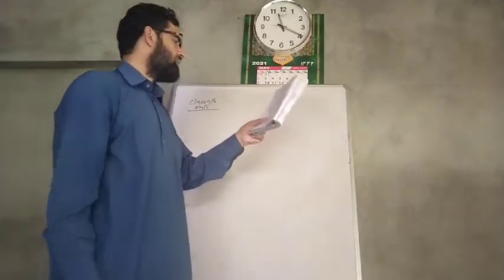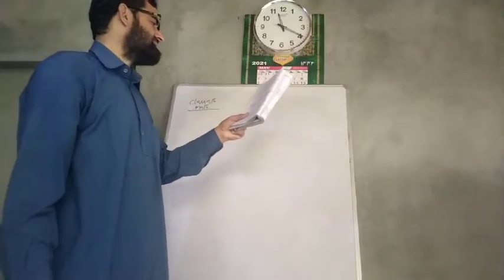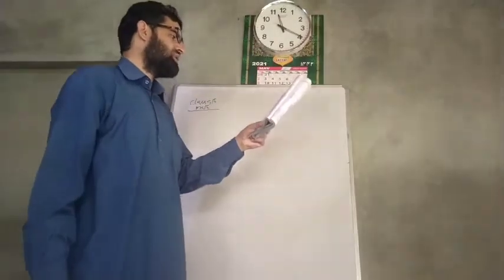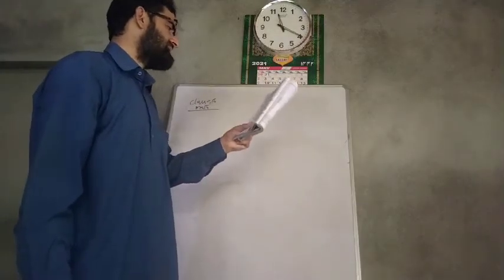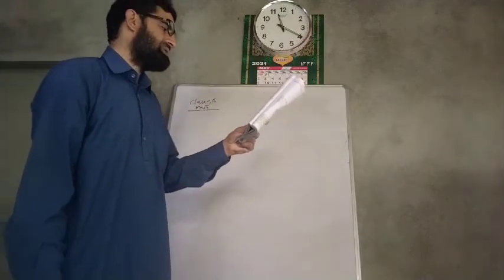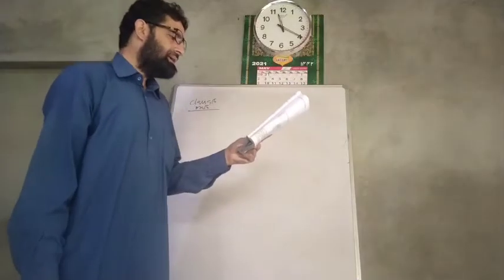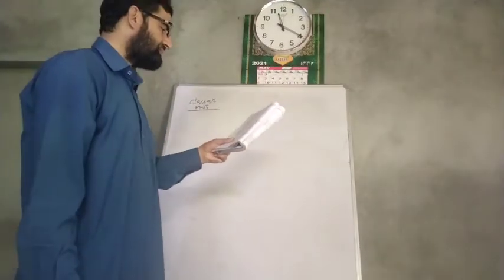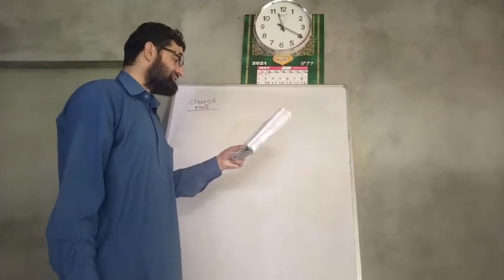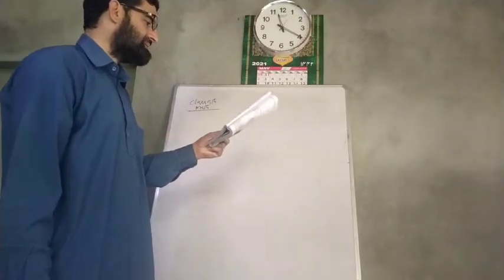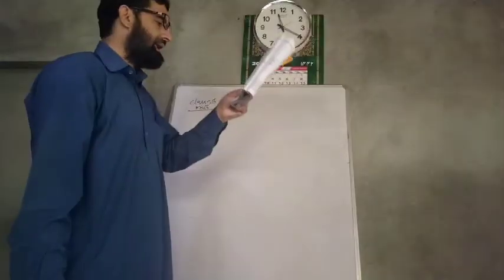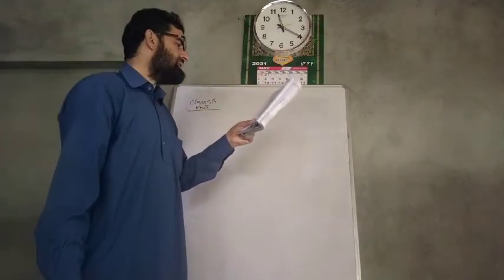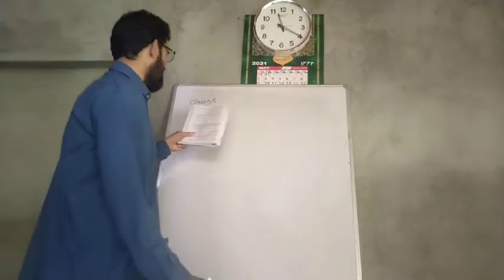Now question number 4: the taxi fare in a city is as follows. For the first kilometer the fare is ₹8, and for the subsequent distance it is ₹5 per kilometer. Taking the distance covered as x kilometers and total fare as y, write the linear equation and draw the graph.